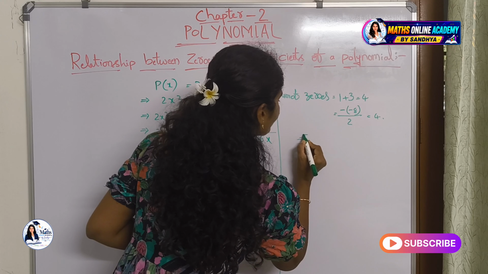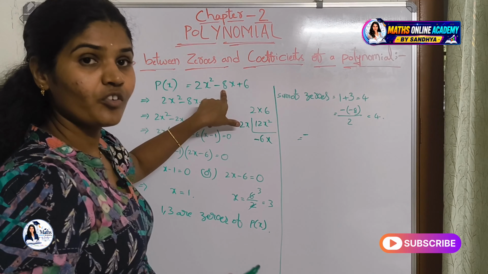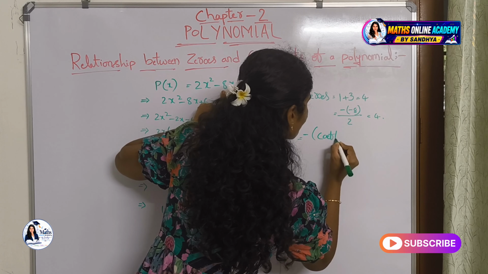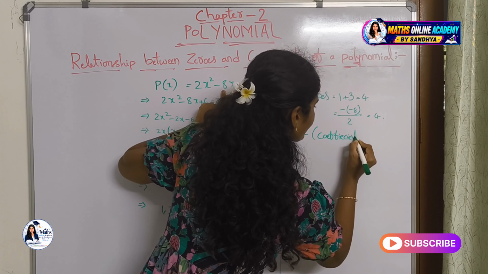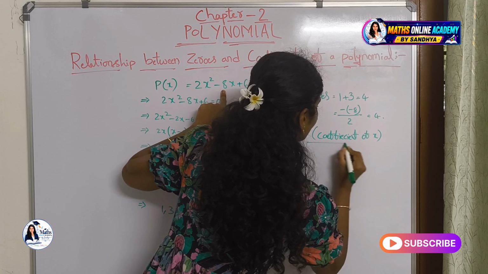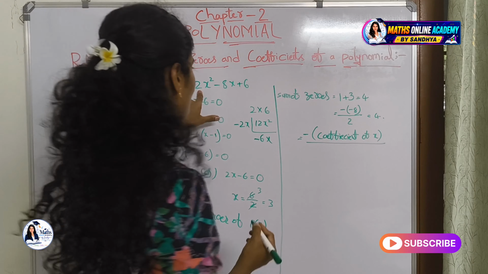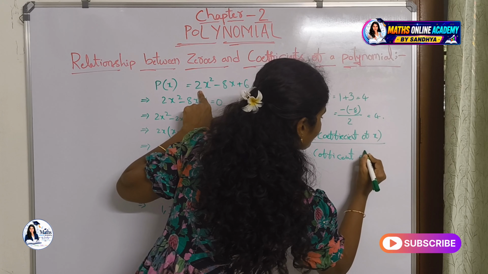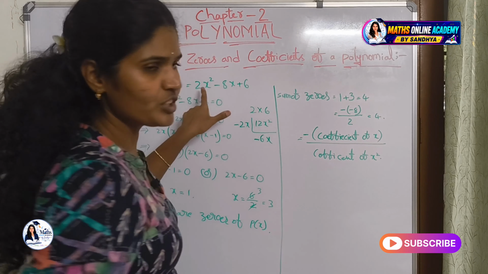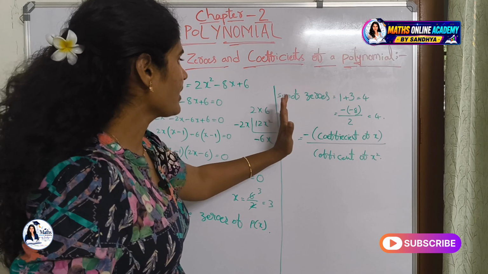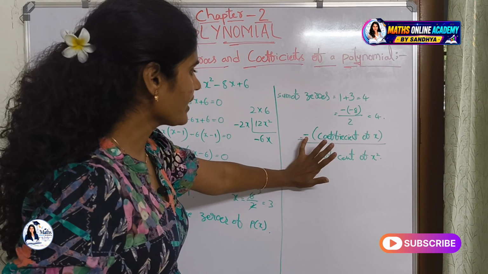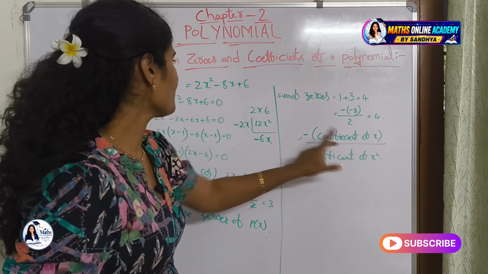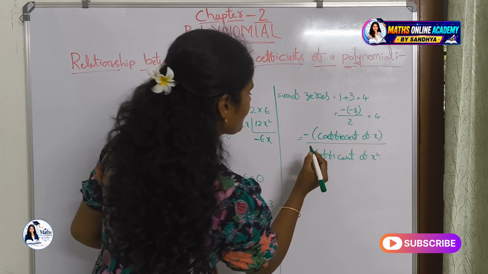By simplifying, what do you get? Minus 8 is what? Coefficient of x. Here 2 means coefficient of x square. If you know the polynomial and they directly ask for the sum of zeros, you can directly write minus into coefficient of x by coefficient of x square. Okay, this is the formula.